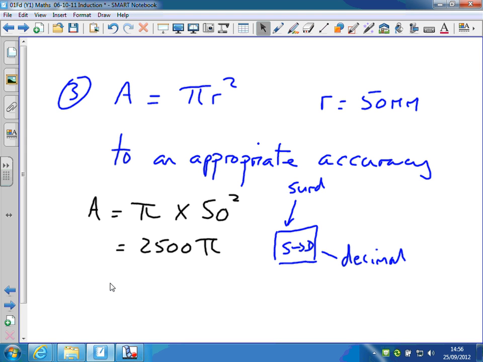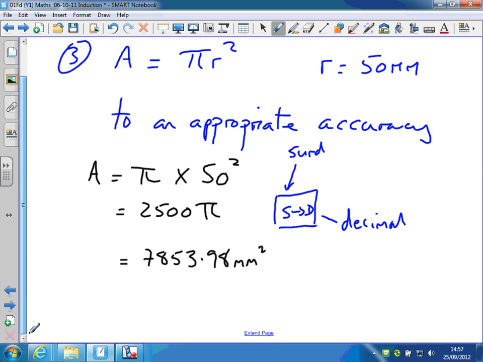What would you get? 7853.98. Unit? Yeah, but we're finding an area, so millimeters squared.